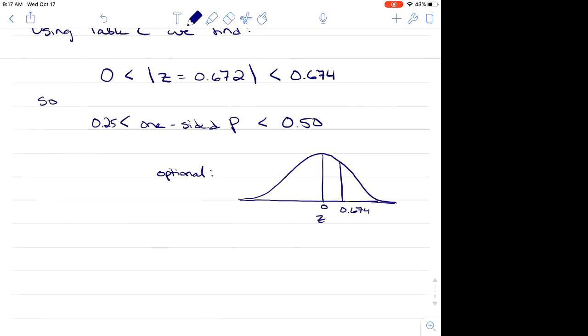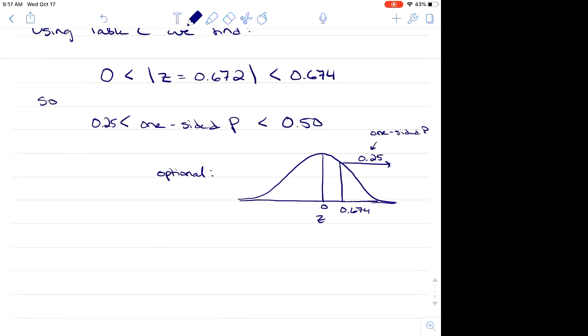0.674, the area in the tail, from the table, we have 0.674. It doesn't help that they're so close. But 0.674, that's from the table, and we know that this area is 0.25, because this is our one-sided P.